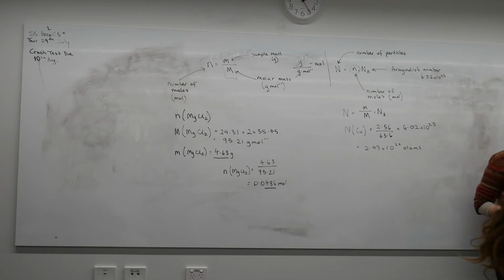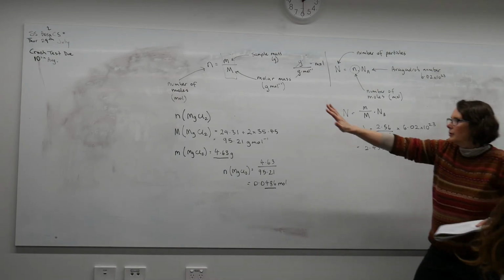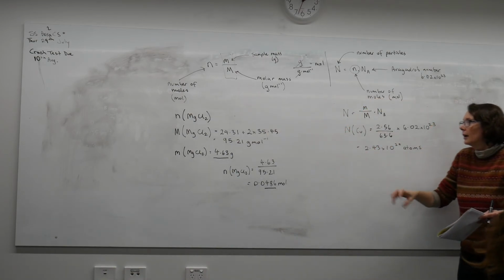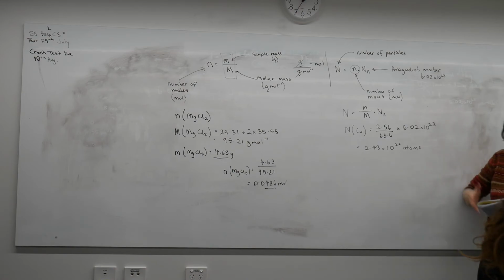Does that make sense? Or, like I said, you could also have done it as 2 separate calculations. So you can calculate n first, and then just multiply that by Avogadro's number.